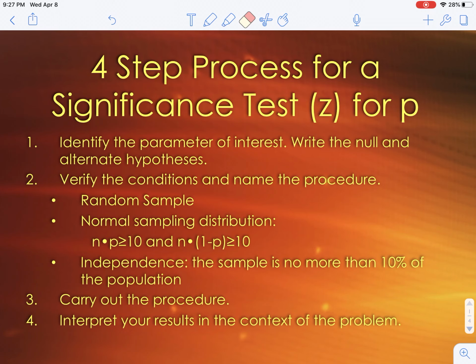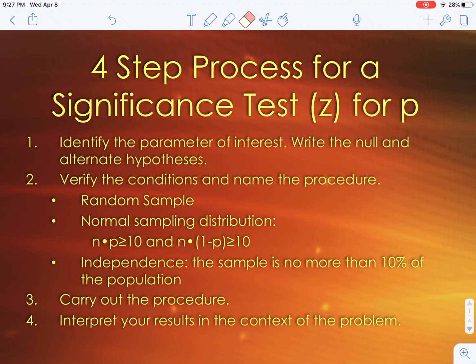So what I'm going to do is run you through the four-step process for a significance test for a population proportion. I'll often just abbreviate that as the z-test for p. So we have our four-step process. These four steps are pretty similar to what we did for a confidence interval for a proportion. What we do in each step is a little bit different. I'll walk you through an example at the end of this as well.